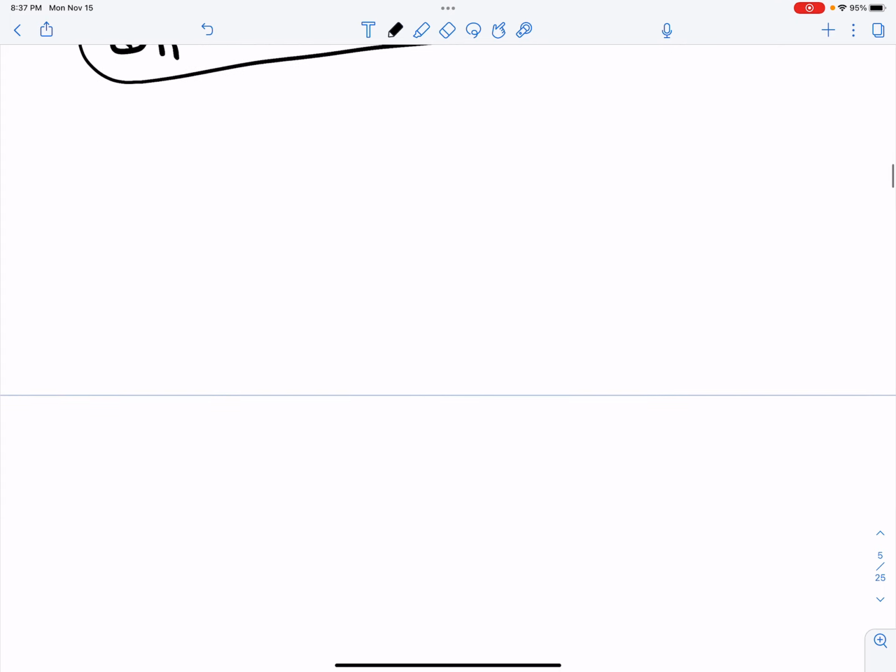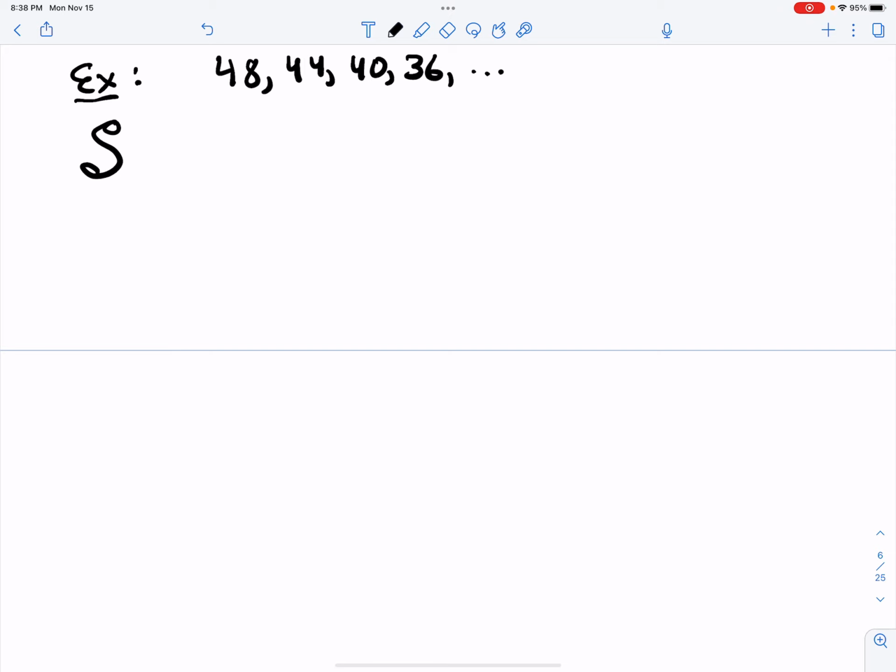Okay, let's do some examples with numbers, because that's the best way to really get this in our heads. Let's say you have the arithmetic sequence 48, 44, 40, 36, etc. And you need to evaluate S sub 21. So you need to find the sum of the first 21 terms in this sequence.